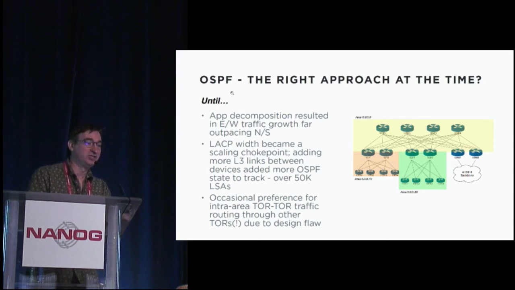At the time we started to decommission OSPF, we had over 50,000 LSAs in our table. I don't recommend that. One particular flaw in our design that was becoming a big problem was that during certain migrations we were doing, we were seeing traffic actually prefer paths going through other racks as opposed to up through the fabric. Never a good day when that happens.